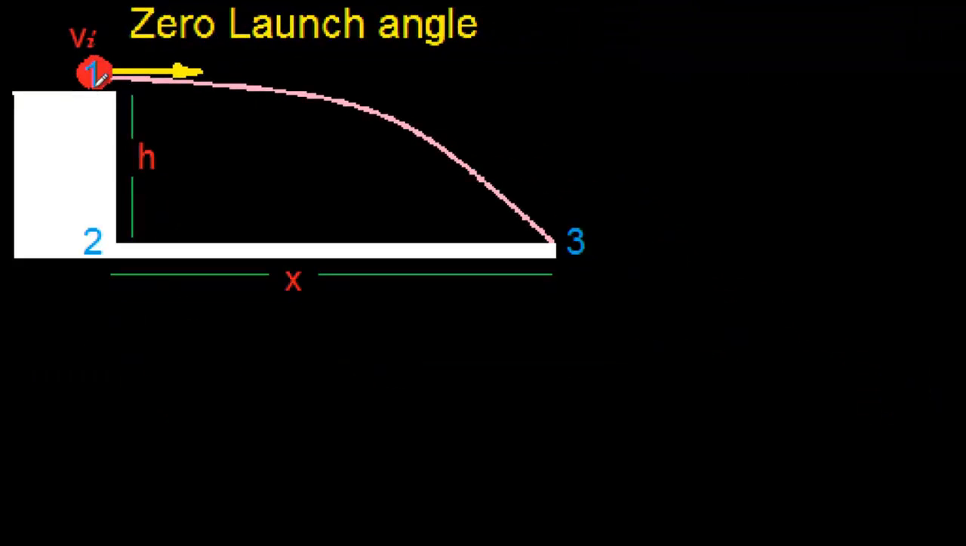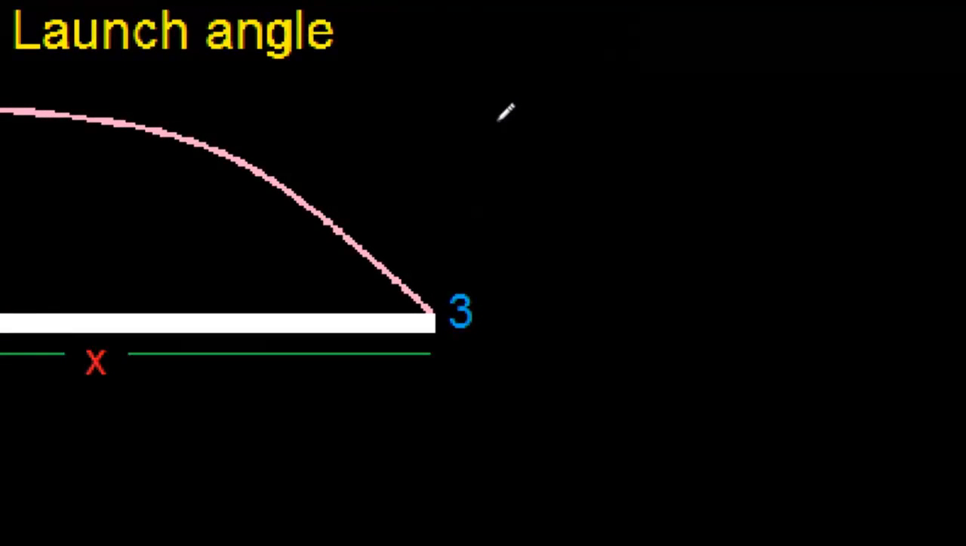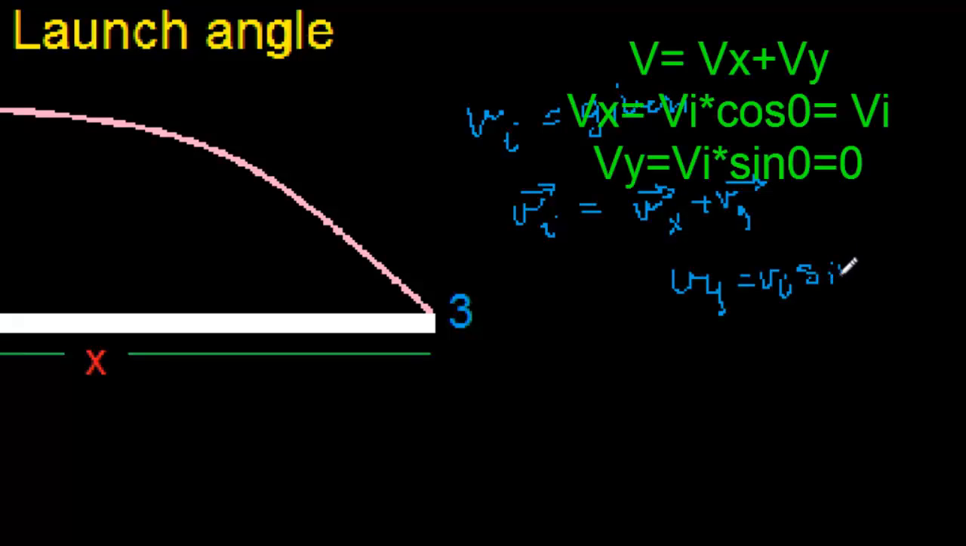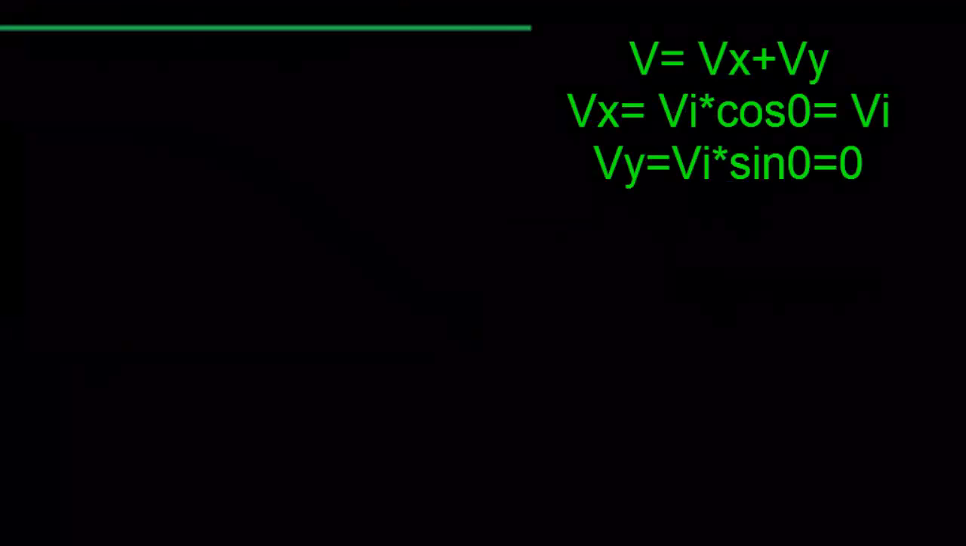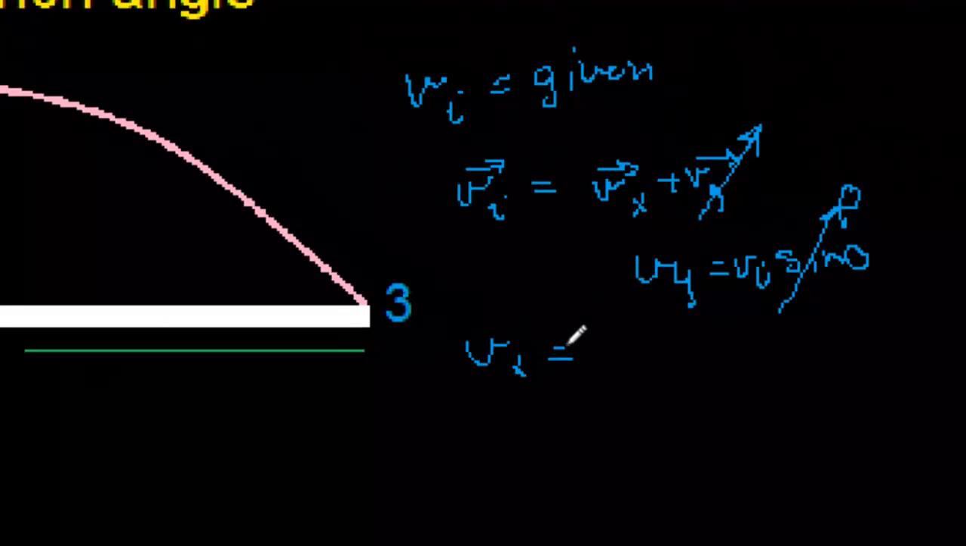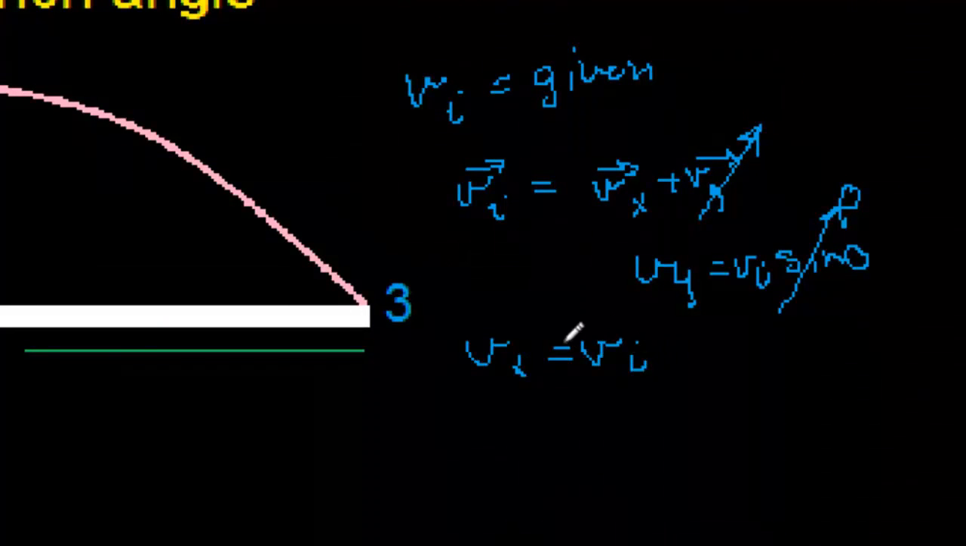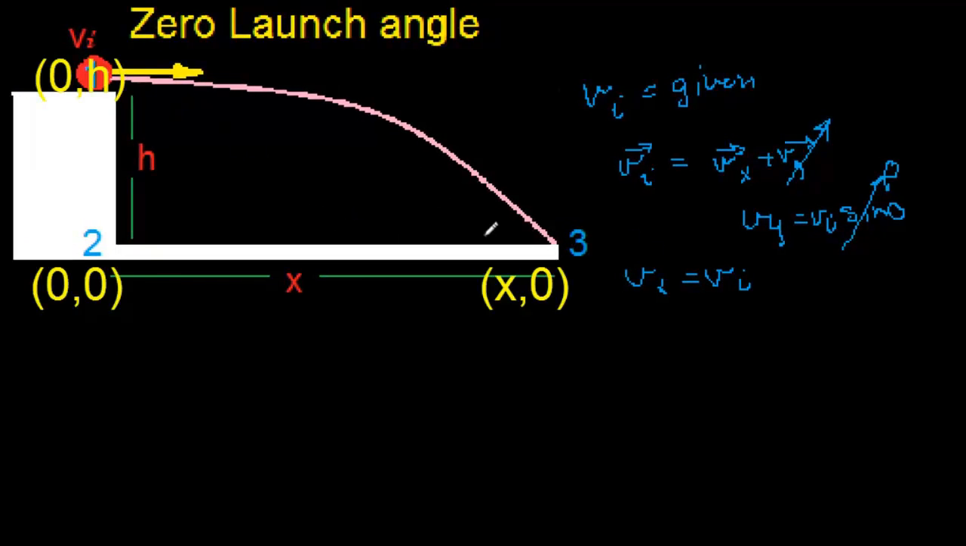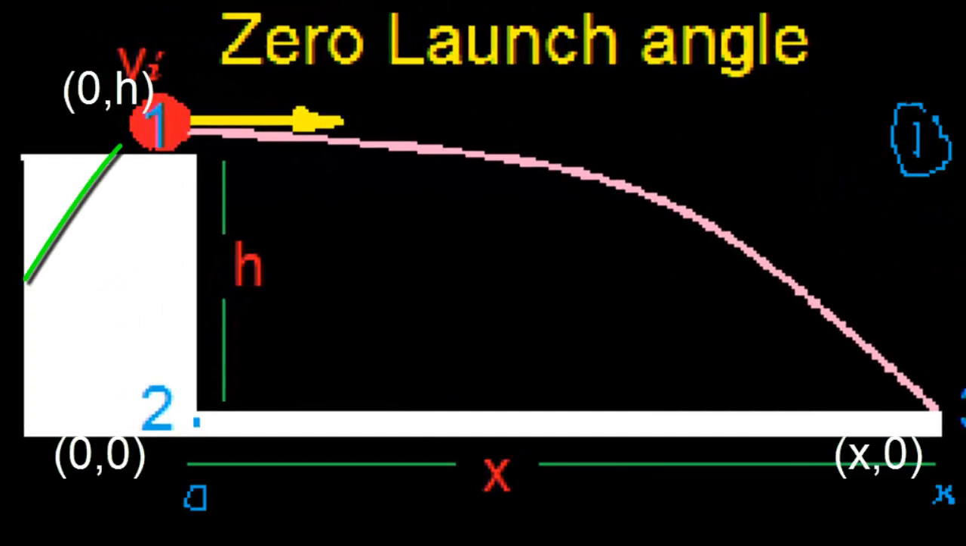At point number 1, the initial velocity, and that's usually given. The initial velocity is a vector which consists of velocity in the x direction and velocity in the y direction. Velocity in the y direction is 0. Consequently, velocity in the x direction equals initial velocity. The coordinates of point 1 will be 0 for x and h for y, which is the height.